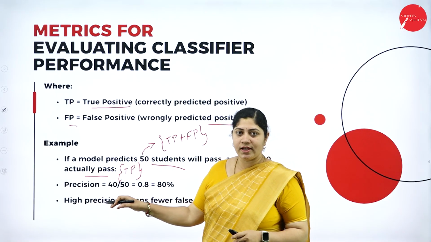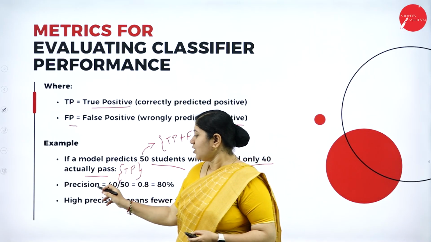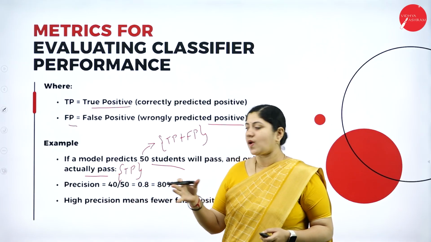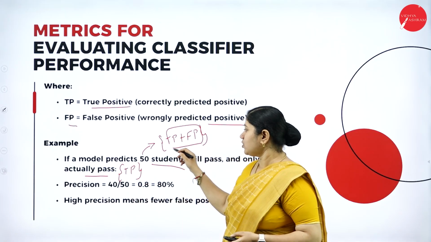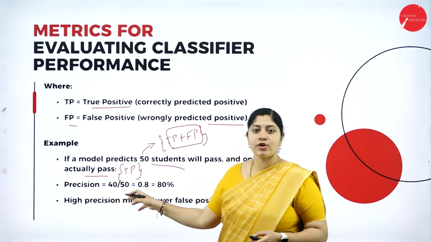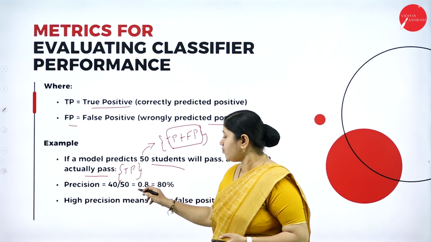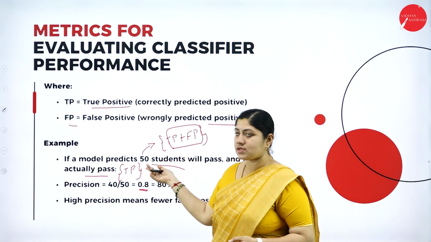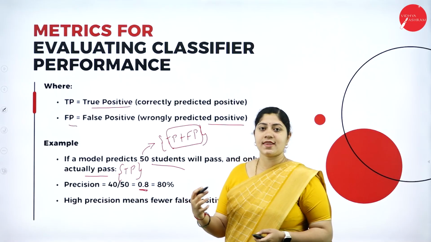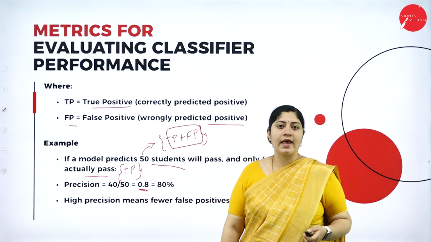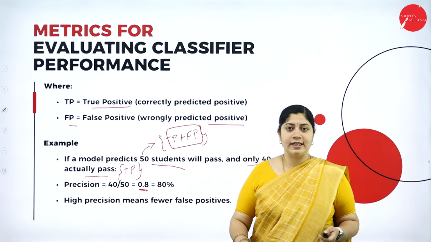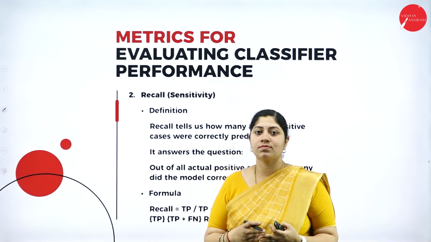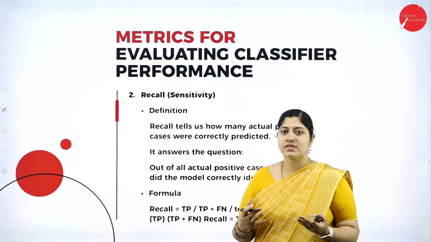Thus, now let's calculate the percentage of precision. We know that precision is none other than true positive divided by true positive plus false positive, correct? So it is 40 by 50, which gives us an answer of 0.8, which is none other than 80%. So we can say that this model is 80% precise, and the false positives are very less. Great.